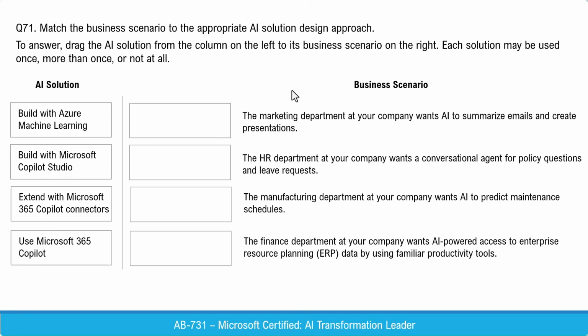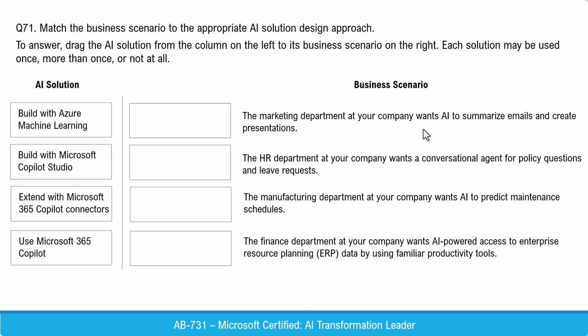Question 71. Match the business scenario to the appropriate AI solution design approach. To answer, drag the AI solution from the column on the left to its business scenario on the right. Each solution may be used once, more than once, or not at all. In this question, you have been given 4 business scenarios to the right-hand side of your screen, and you have been given 4 AI solutions to the left-hand side of your screen. You have to match the AI solution which will be fit to the business scenario.